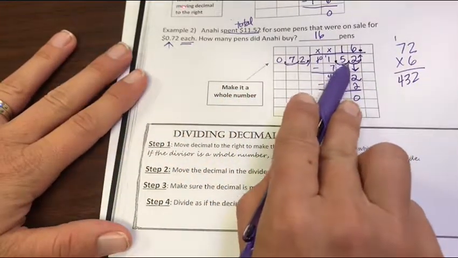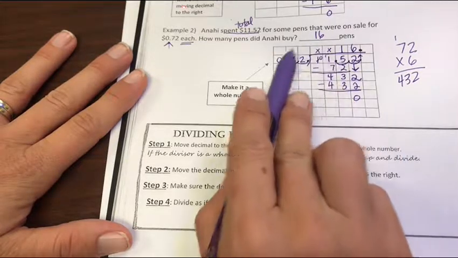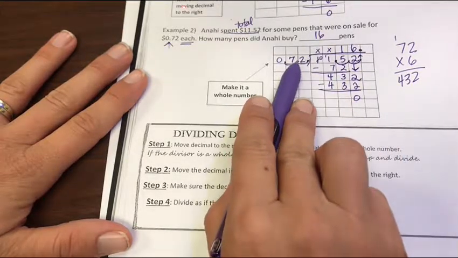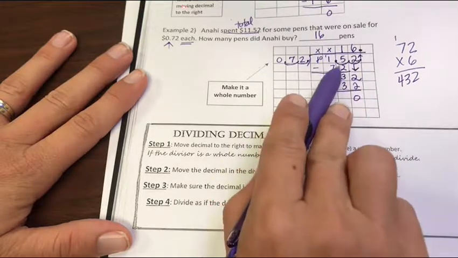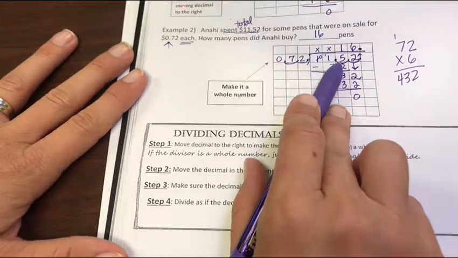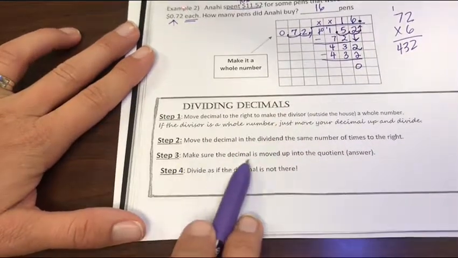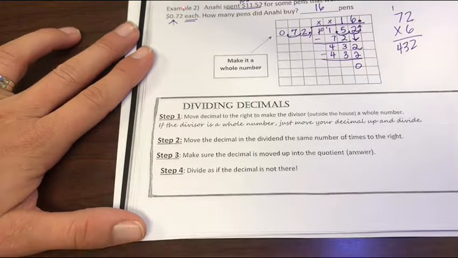This dividend does not have to be a whole number. Okay, that's a very common misconception. This divisor has to be a whole number. This does not. It just happened to be in this instance, but it usually does not have to be, and sometimes it won't be on your homework. Okay, step 3, make sure your decimal is moved up into your quotient or your answer, and then you divide as if the decimal is not there.